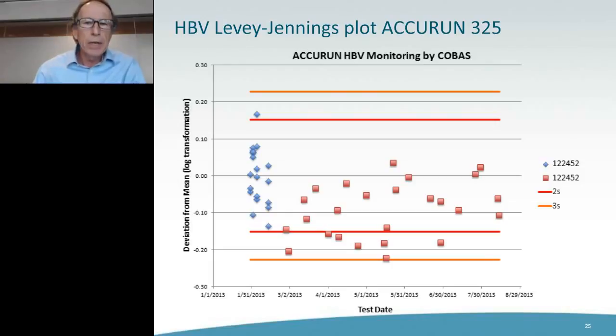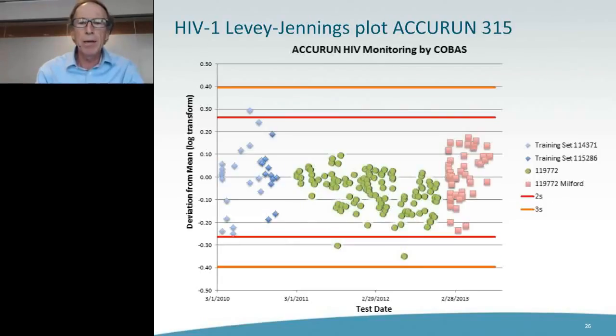And as you can see with the HBV, there are a number of dots, or excuse me, squares that fall outside the 2S. So there is a little bit of imprecision with this particular assay. We'll come back to what that means here in a bit when we get to the OPS charts. So that's the HBV, Hepatitis B virus.